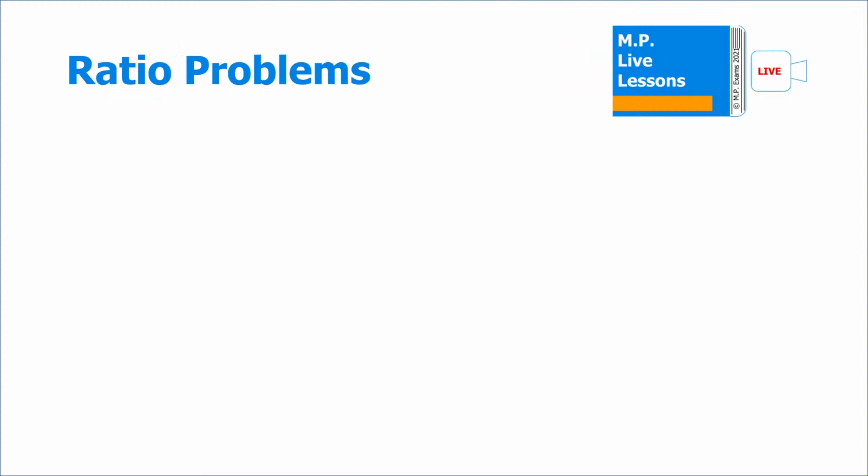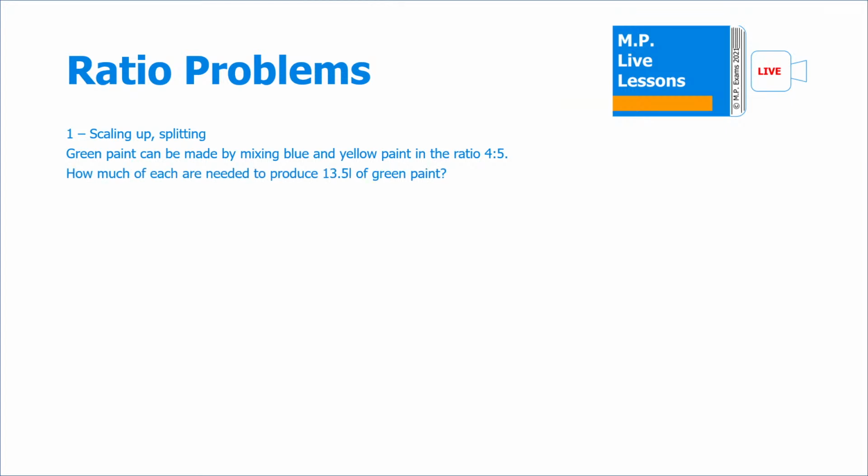Next, we have some ratio problems, and I've identified a few that have come up in past papers and might come again soon. One of them could be scaling up or splitting something. For example, green paint can be made by mixing blue and yellow paint in the ratio 4 to 5. Now, how much is needed of each paint to make 13.5 litres of green paint? So what we're really doing is splitting to see how much of each we need.